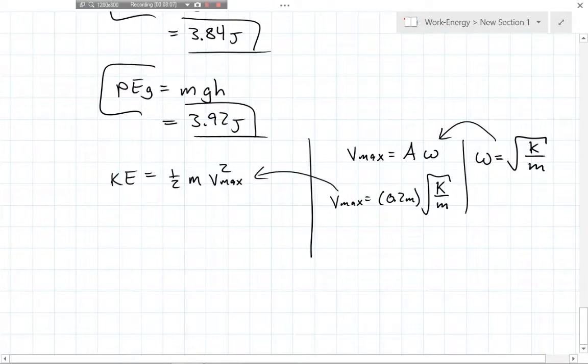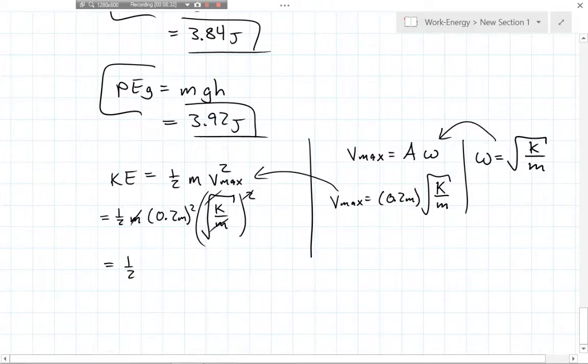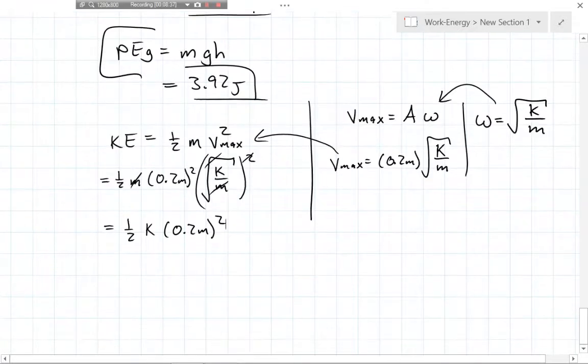Now if I plug Vmax into this equation here, I see that this is equal to 1/2 m times 0.2 meters squared times the square root of k over m squared. And of course, when you square a square root, they cancel. The masses will cancel, so we'll have 1/2 k times 0.2 meters squared. If I plug all this into a calculator, I see that the maximum kinetic energy when the mass returns to its equilibrium point is 1 joule.